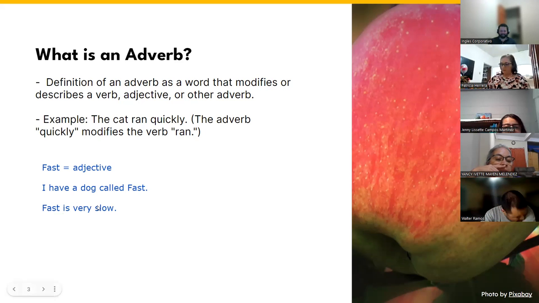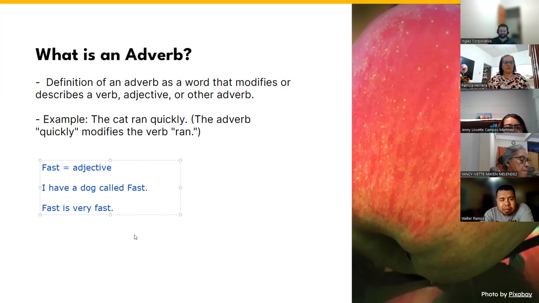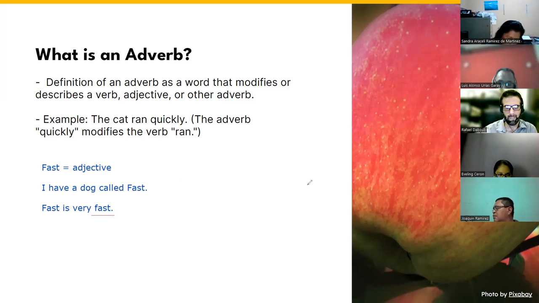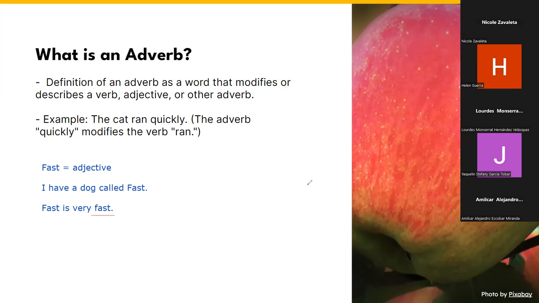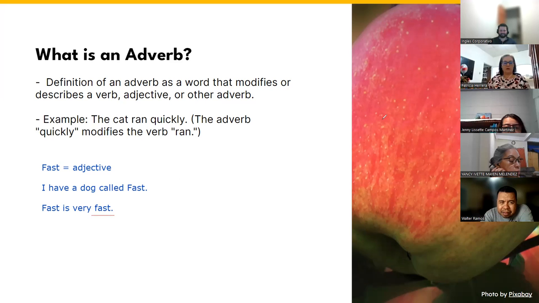What if I said, he is very fast? Right? Now, is fast an adverb or an adjective now? Fast is an adverb. An adverb. Fastly, no, but fast, yes. Okay. All right, got you, Jose.